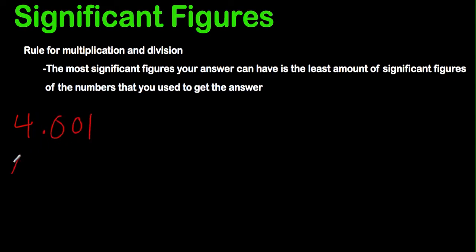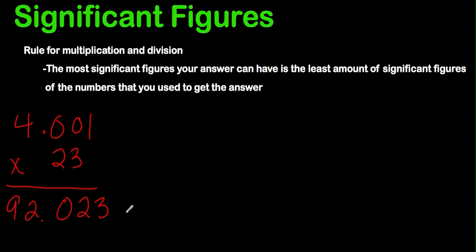4.001 times 23. So again, I punch that into my calculator, I get 92.023. So that number has 5 significant figures. We have a 0 in here, but it falls between two non-zeros on each side. So that is a total of 5.